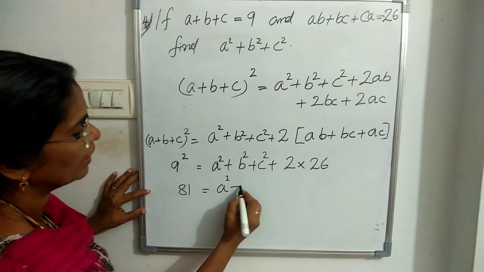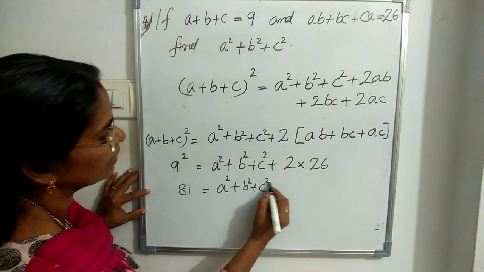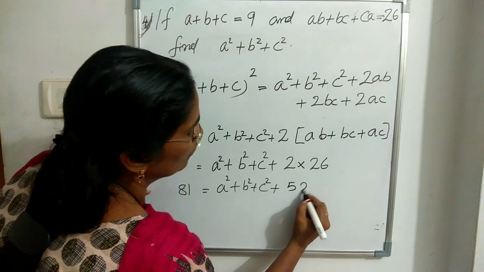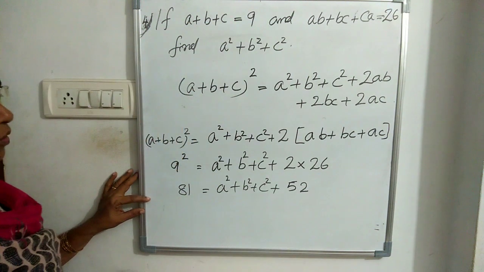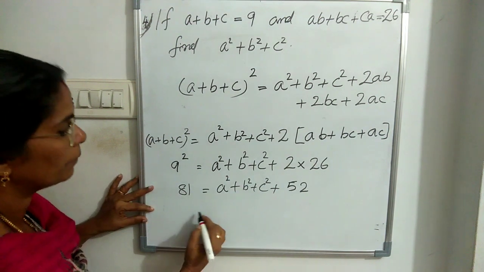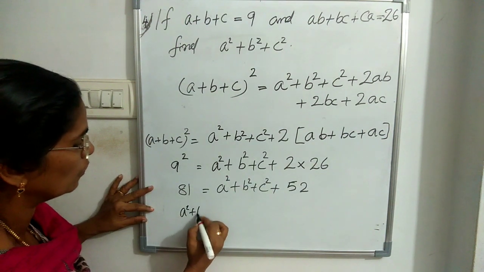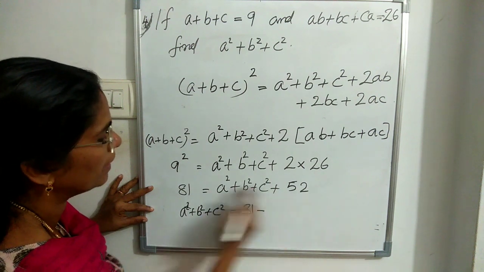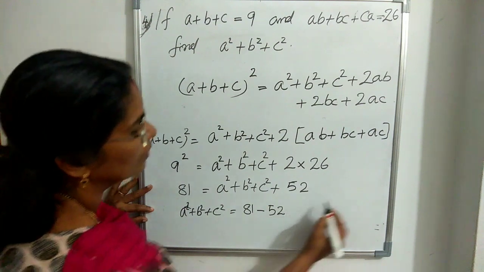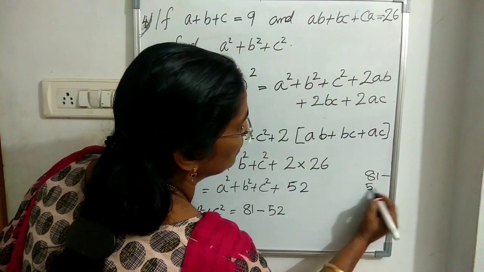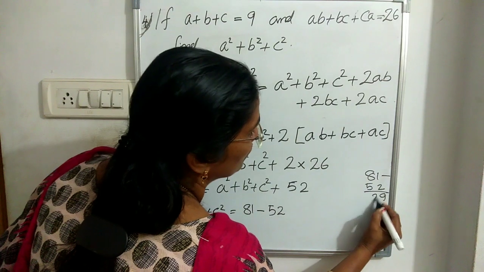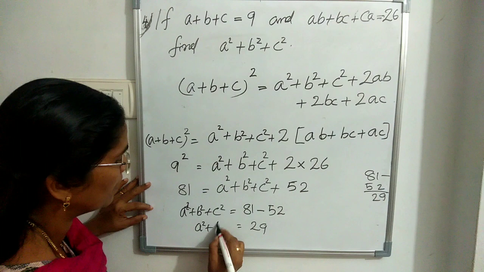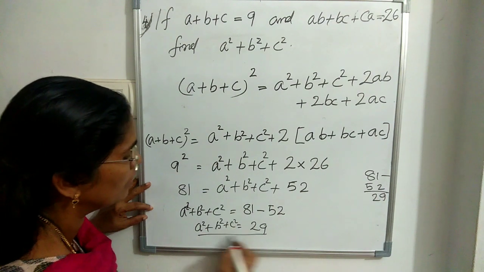That is equal to a square plus b square plus c square plus 26 into 2, 52. Okay. Now we can find the value of a square plus b square plus c square. That is equal to 81 minus 52. See, 81 minus 52. Answer is 29. So the value of a square plus b square plus c square is 29.